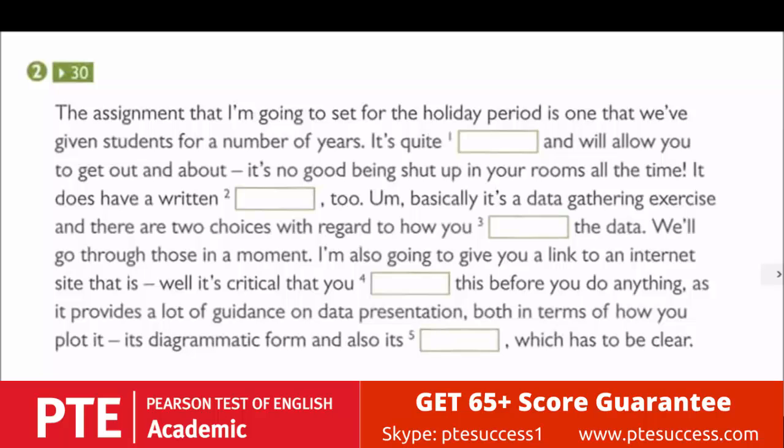Basically, it's a data gathering exercise, and there are two choices with regard to how you collect the data. We'll go through those in a moment. I'm also going to give you a link to an internet site that is, well, it's critical that you review this before you do anything, as it provides a lot of guidance on data presentation, both in terms of how you plot it, its diagrammatic form, and also its description, which has to be clear.